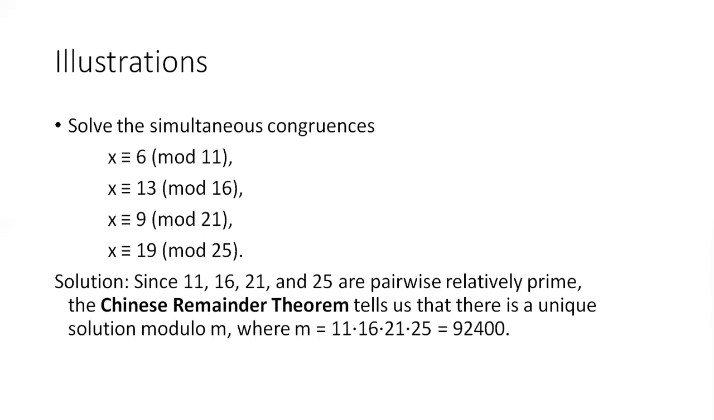In addition to that, 11 and 16 are co-prime, 11 and 21 are co-prime, 16 and 21 are co-prime, and any two such pairs are co-prime. Then the Chinese remainder theorem says that there is a unique solution modulo m, where the value of m is equal to the product of each of these ni, 11 into 16 into 21 into 25, that is equal to 92,400.